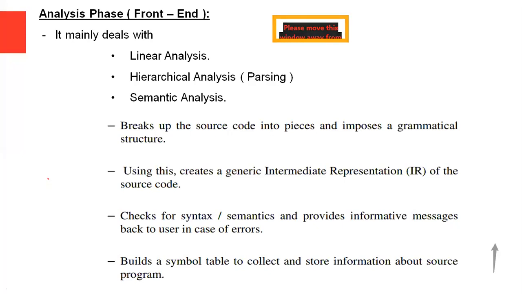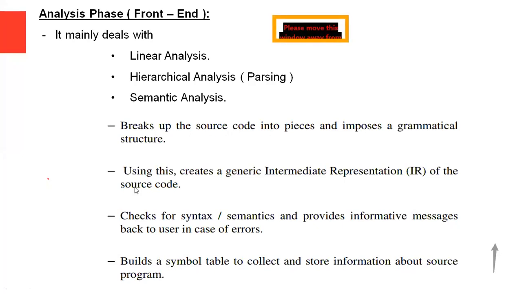Okay, next we'll see the symbol table. So after intermediate code generation, those are stored in a symbol table, and the symbol table information can collect the source program. So we build a symbol table to collect and store information about the source program. So that is the next one.